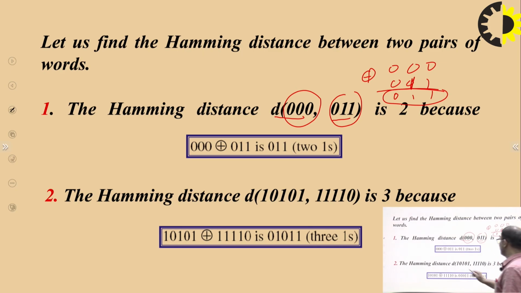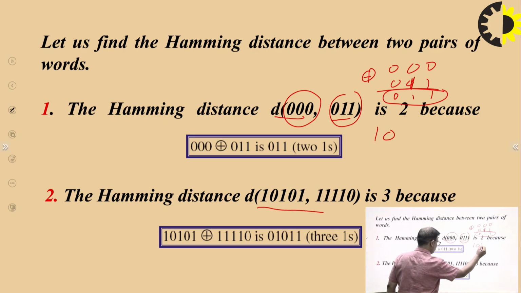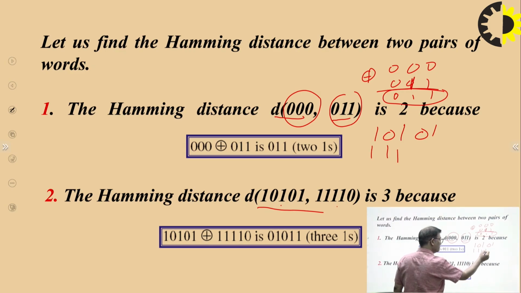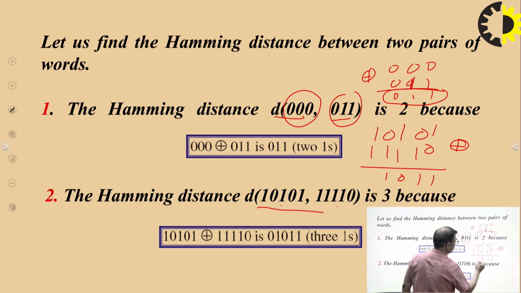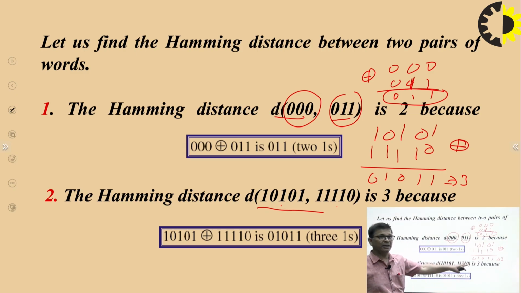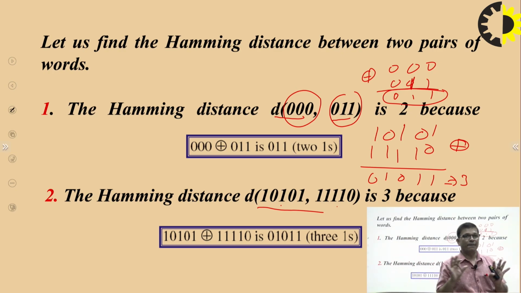Another example is there. This is 10101, this is the sender data, and this is the receiver data, 11110. Apply the XOR gate, 01011. How many ones are there? 3 ones are there. So the Hamming distance becomes 3 because 3 ones are there after applying the XOR. So this is the error.